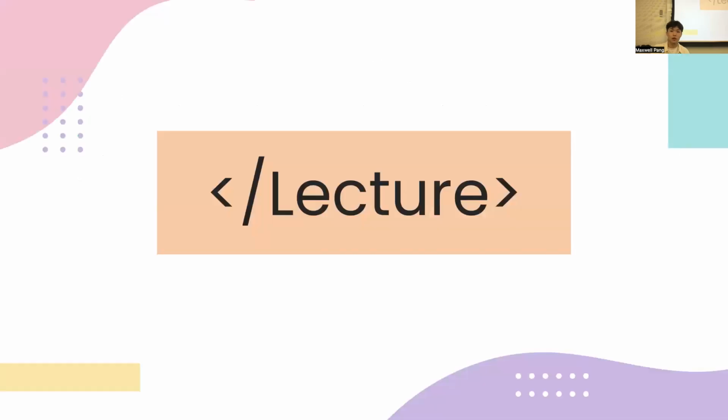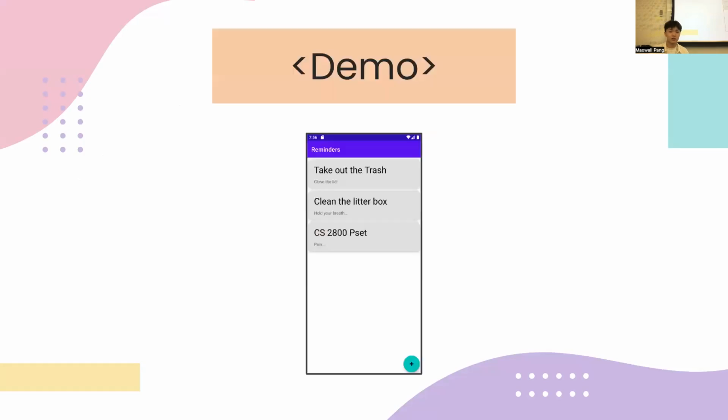Okay, great. That's the end of the recap of lecture, and now we're going to go into the demo. For the demo, we want to create this screen, and there's a little bit going on. Basically, we want to create a list of tasks that we need to do using shared preferences. And then when we press this button, I'll show you. Let me pull up Android Studio.